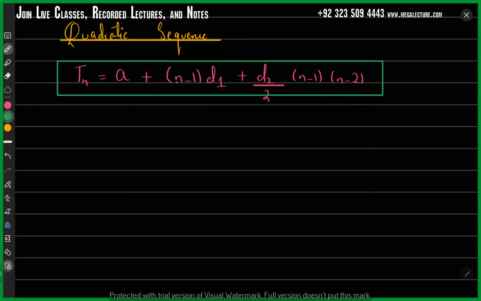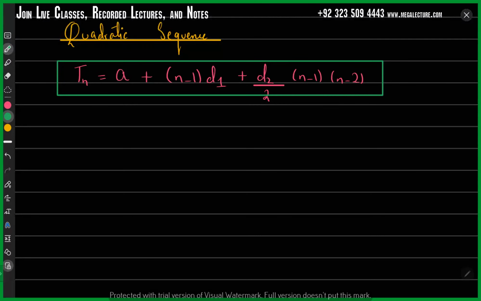A plus n minus 1 into d. This part should be clear because this is the nth term formula for arithmetic sequence as well. And we have this part for the quadratic sequence, d2 by 2 into n minus 1 into n minus 2. Okay, now let me write down an example and then you guys would be able to understand.